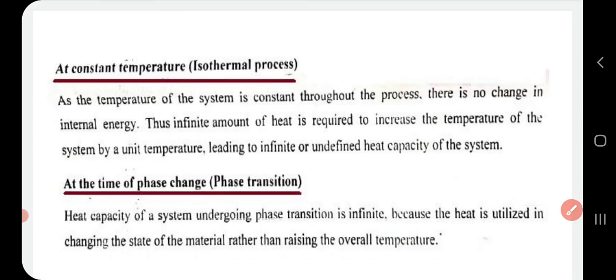Now what happens at constant temperature, that is the isothermal process? So when the temperature is constant, definitely there will not be any change in the temperature. So an infinite amount of heat is required to increase the temperature of the system. This will lead to infinite heat capacity of the system. Now what happens during the time of phase change or phase transition? In such cases, the heat capacity of the system will be infinite. Why? Because heat is utilized in changing the state of matter. Okay, that is, when matter changes from one state to another, heat will be utilized. So definitely during a phase transition, the heat capacity of a system will be infinite.